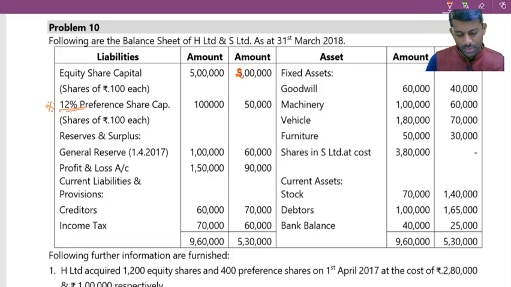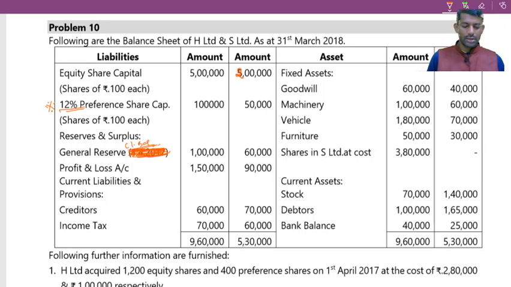Reserves and surplus are there. General reserve. So that date alone, please scratch out in this problem, because while editing in Excel we copied this and all. So it is nothing but general reserve. This is the closing balance as on 31st March, closing balance, not opening.